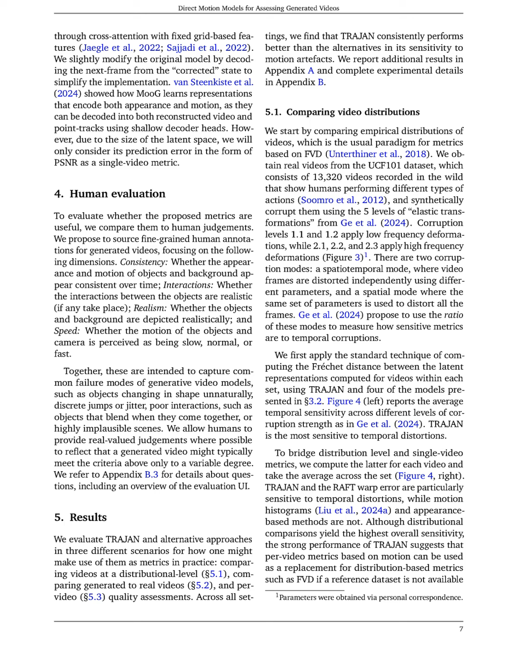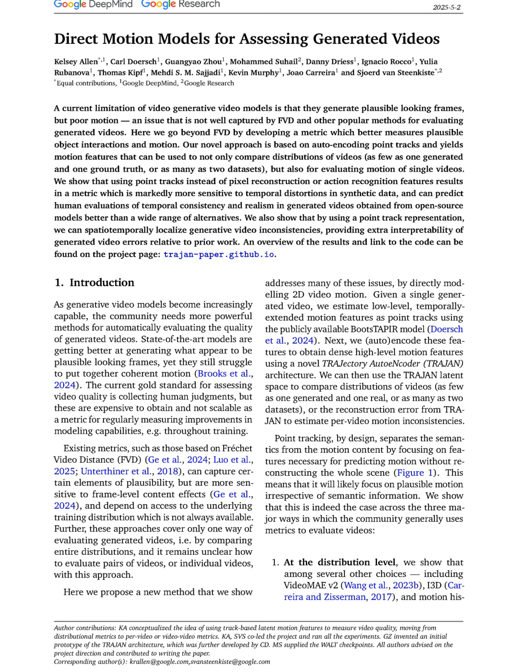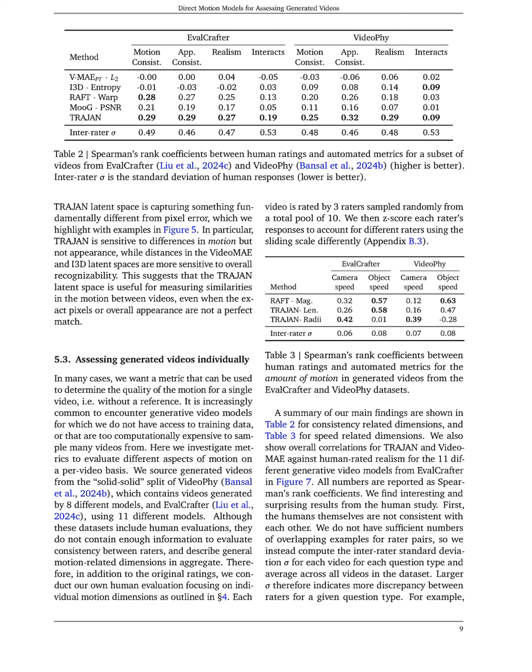The Trajan method aims to address the limitations of existing video quality evaluation metrics, particularly in capturing coherent motion across generated videos. Unlike the Frechet Video Distance (FVD), which is sensitive to frame-level content and relies on access to the training distribution, Trajan focuses on modeling 2D video motion through low-level, temporally extended motion features. This allows Trajan to evaluate both individual videos and distributions effectively, providing a more nuanced understanding of motion quality that is less dependent on semantic content.